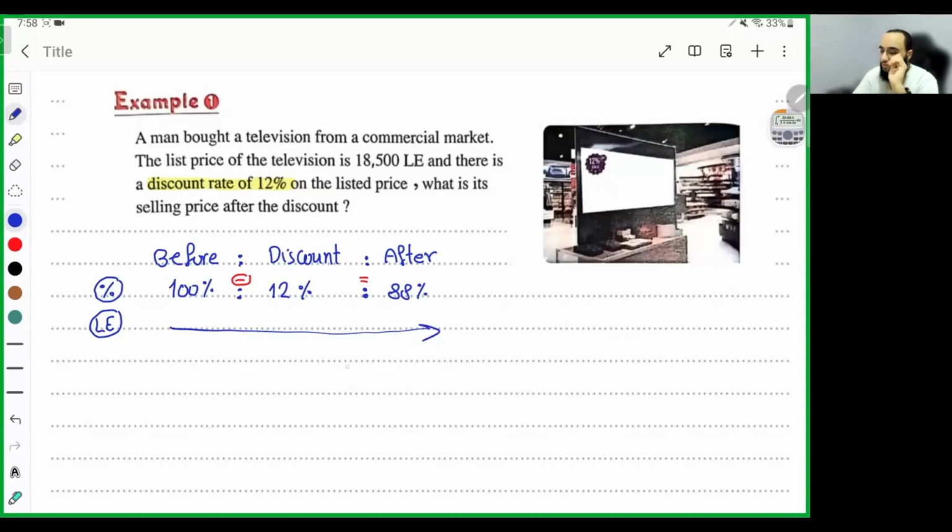In another line, we are going to write the balance, the money. The actual price of the television was what? The listed price is the actual price before the discount. So what's the actual price? 18,500 pounds. Do you know what the discount itself is? No. Do you know the price after the discount? No. You're going to get both, but he is only asking about the selling price after the discount. So you're asking about this only.